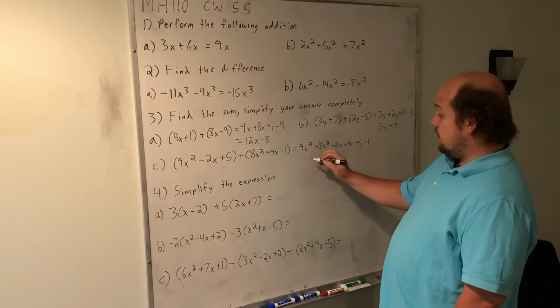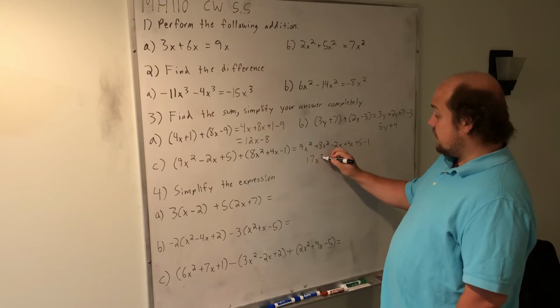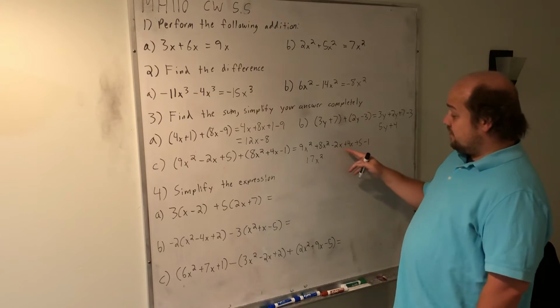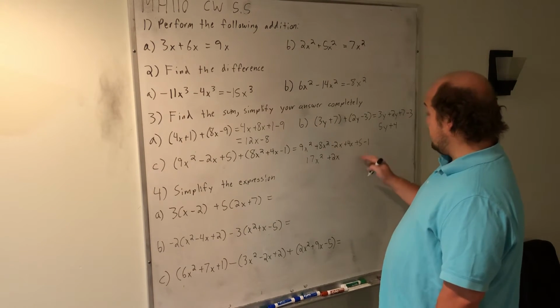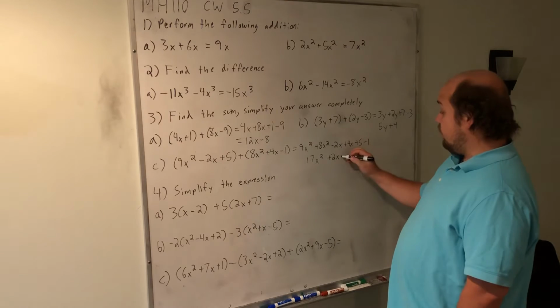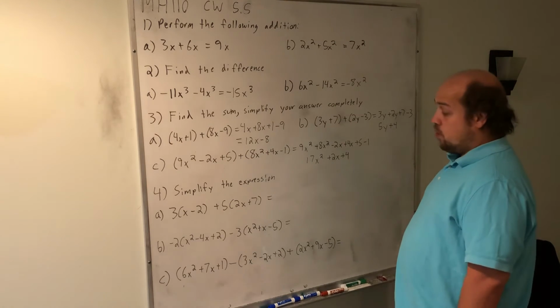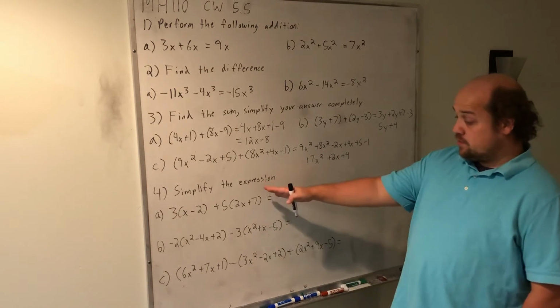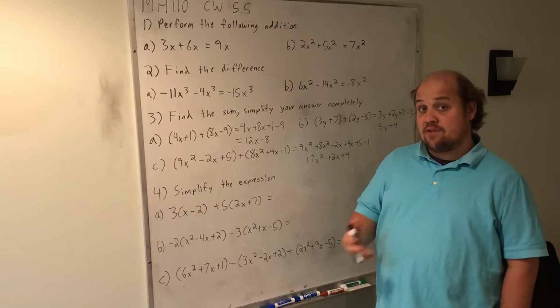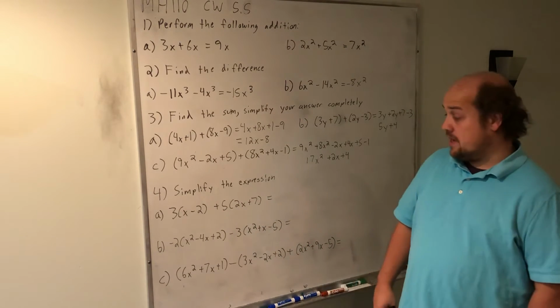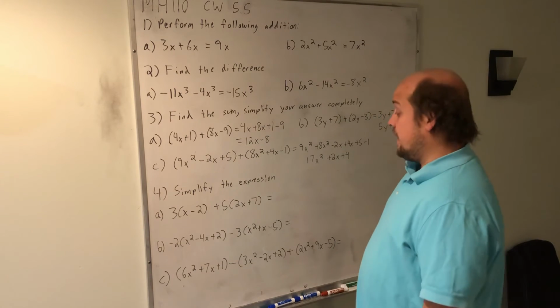9 plus 8 combines to give me 17x to the second power. Negative 2 and positive 4 combine to give me positive 2x. And positive 5 and negative 1 combine to give me plus 4. For these ones, when I'm simplifying the expressions in number 4, I'm going to have to do the distributive property first and then combine the like terms.